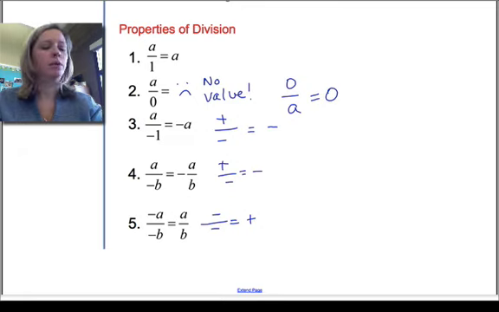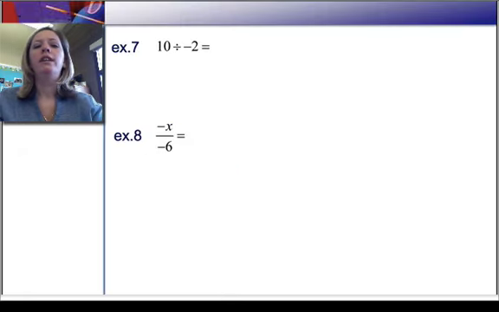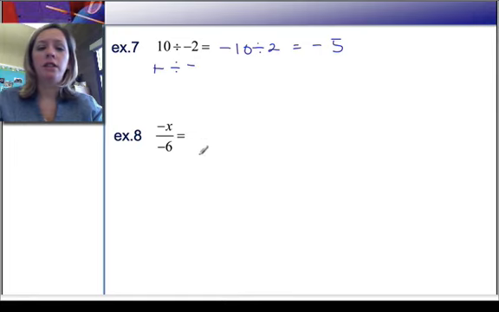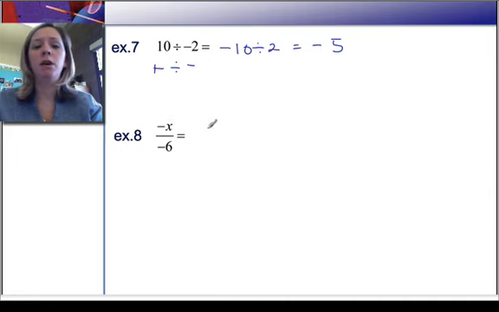So let's do a couple examples. All right, what if we had 10 divided by -2? So we can see we have a positive divided by a negative, so we know my result will be negative. And it'll be -10 divided by 2. And 10 divided by 2 is 5. Of course, my result is -5. What if we had -x divided by -6? Not much we can do here except for we know that a negative divided by a negative is positive. So my result will be positive x divided by 6.